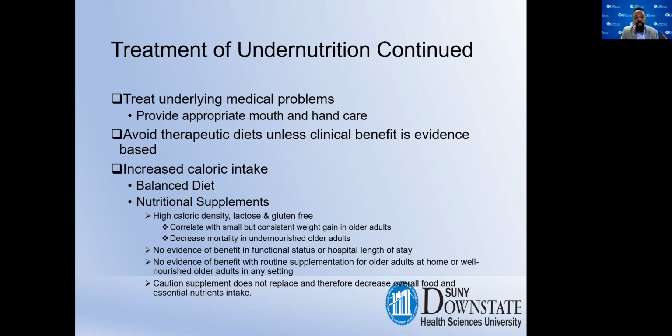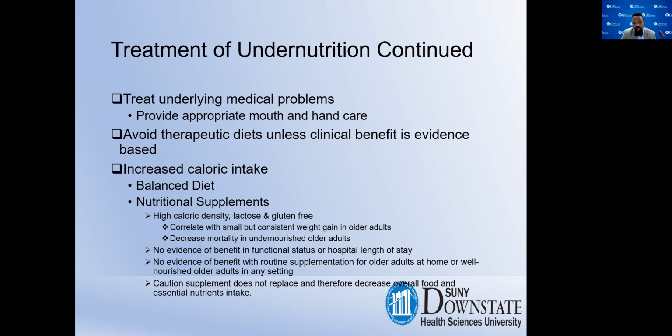In terms of addressing undernutrition, increase caloric intake, right? The intake should be balanced, okay? It should be a balanced diet, meaning it should have adequate proportions of all the respective food groups, right? So it's a balanced diet. Be careful with nutritional supplements. It is good to provide nutritional supplements. It's recommended for them to be high caloric density, lactose-free and gluten-free. And that's important.